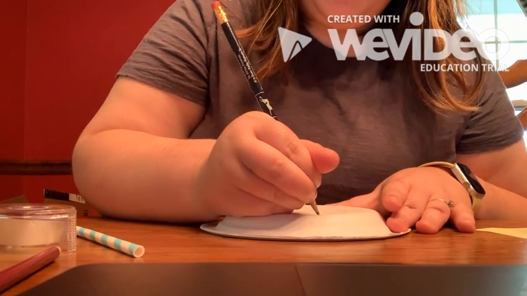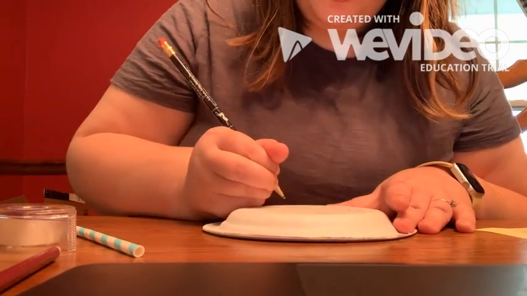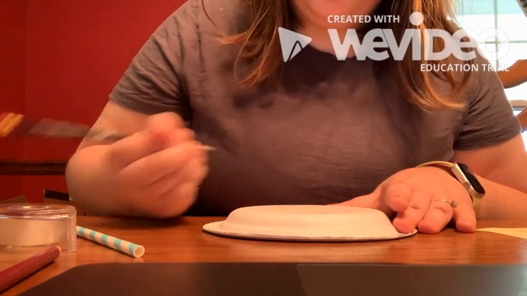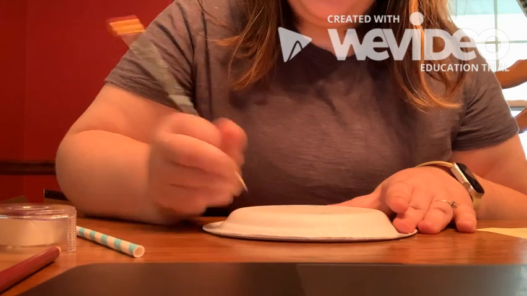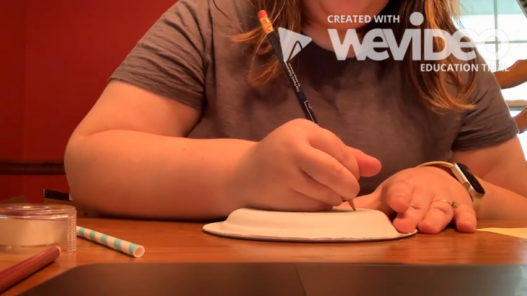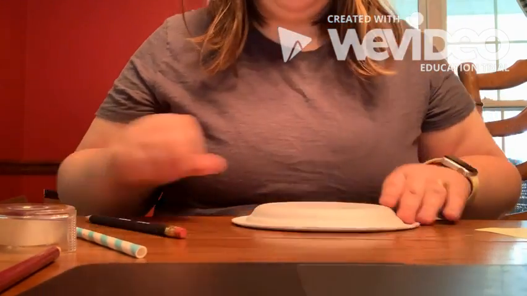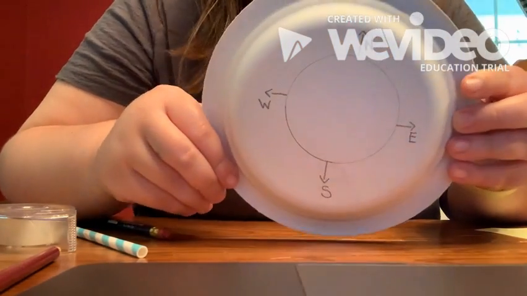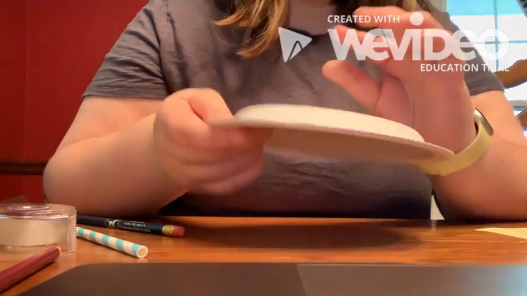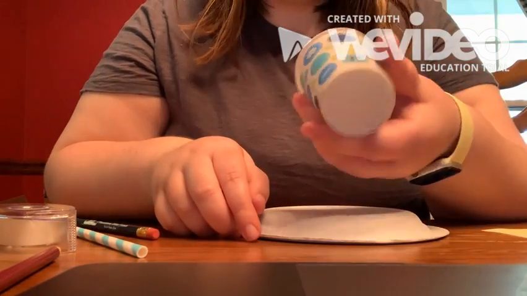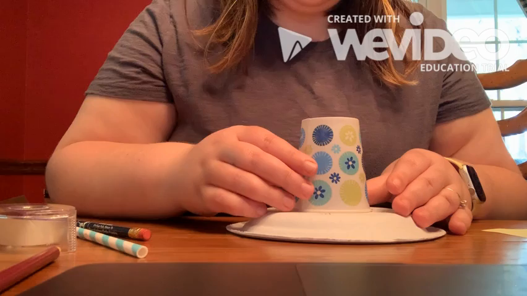So we'll put an N at the top for north, an S at the bottom for south. To the right, we're going to put an E for east, and to the left, we're going to put a W for west. So it'll look like this, except mine is backwards, of course. Then what we'll do is we'll take our paper cup and we'll put it back in the center.